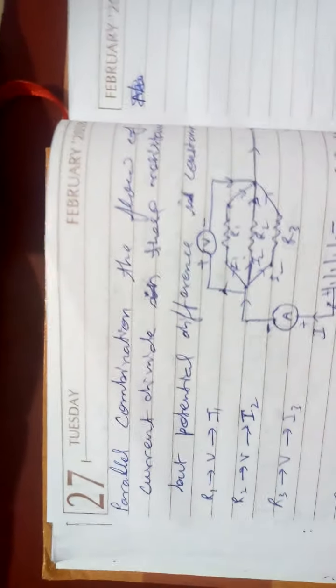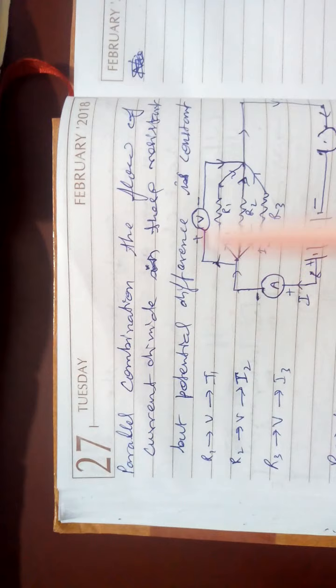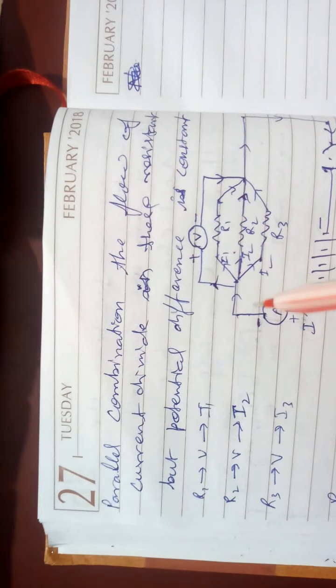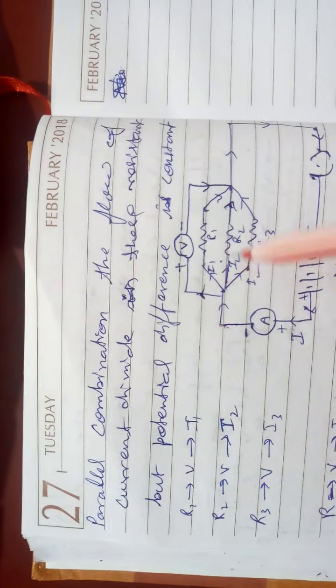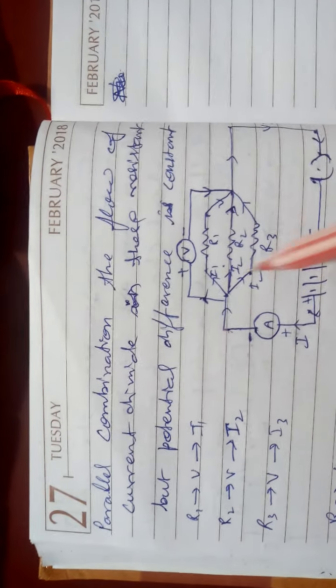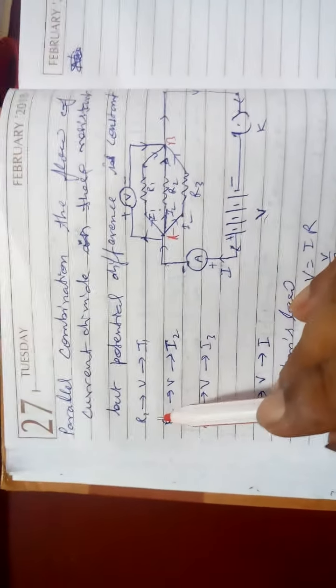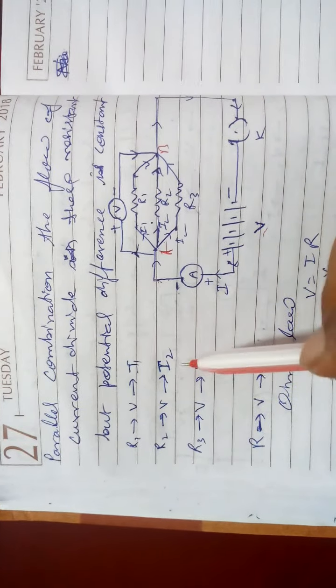Parallel combination. In the parallel combination, the current divides among the resistances, but the potential difference is constant. I is coming here, but here it divides into I1, I2, I3. The potential difference between A and B is V, the same everywhere. So here R1, R2, R3 have constant V, with currents I1, I2, I3.